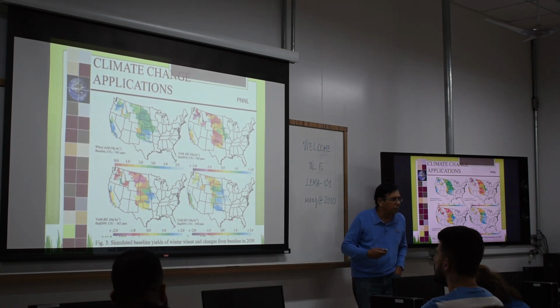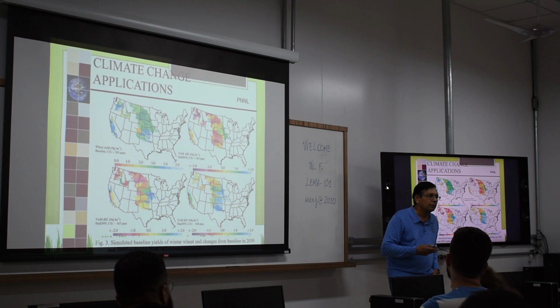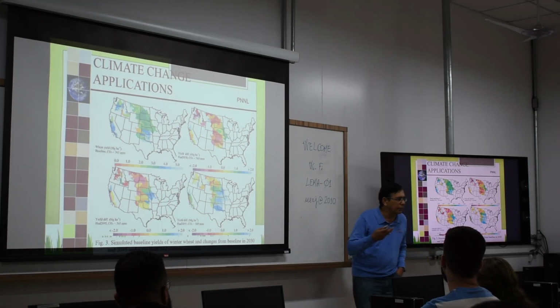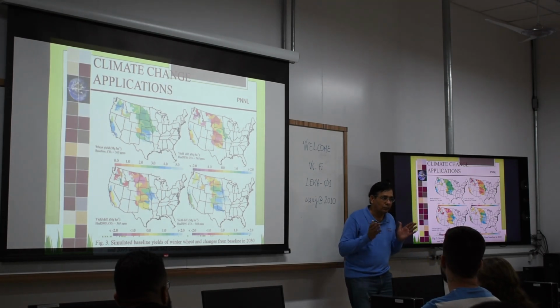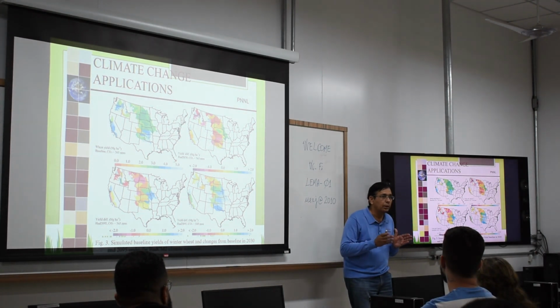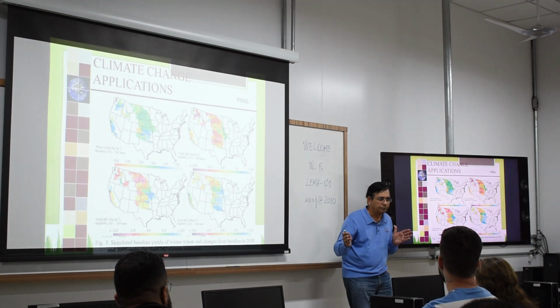The yield is going to be more positive, meaning yield is going to increase by 1 ton or 2 tons per hectare. So for the agricultural community, carbon dioxide is good. The more the carbon dioxide, the better the plant growth, and less water is required. For the same amount of water, you can produce more with a higher carbon dioxide level.